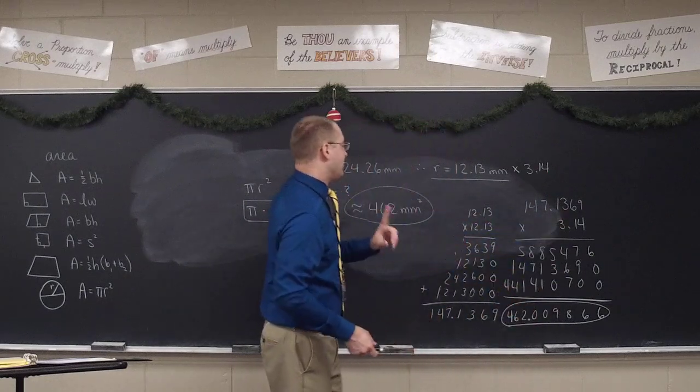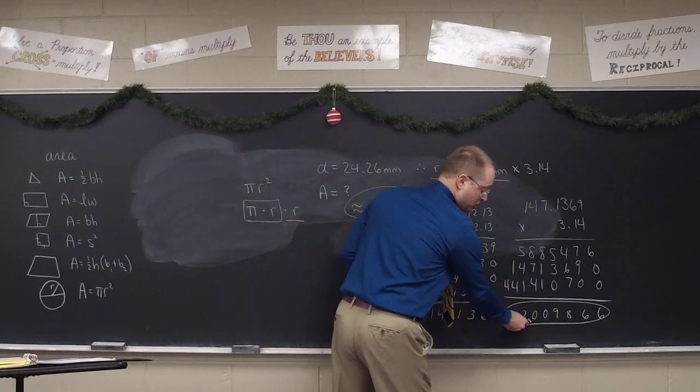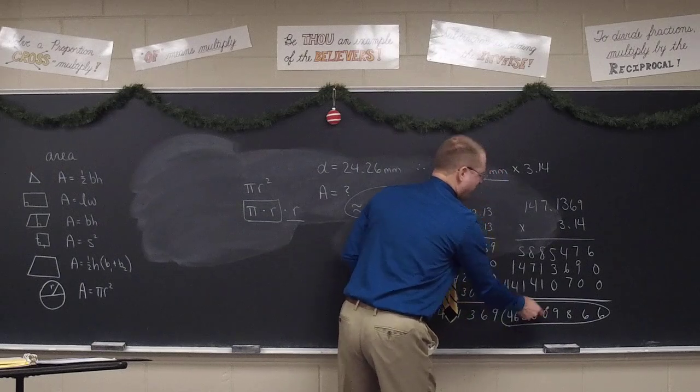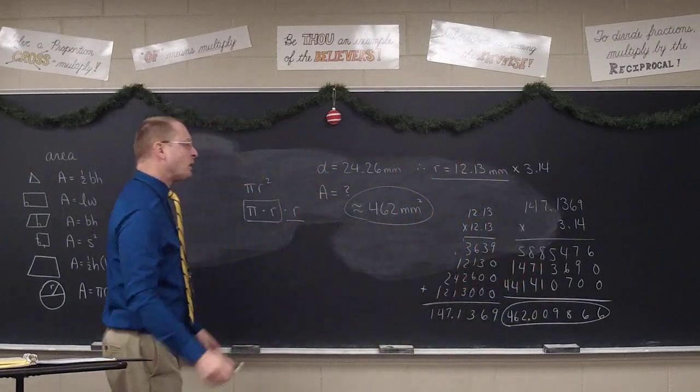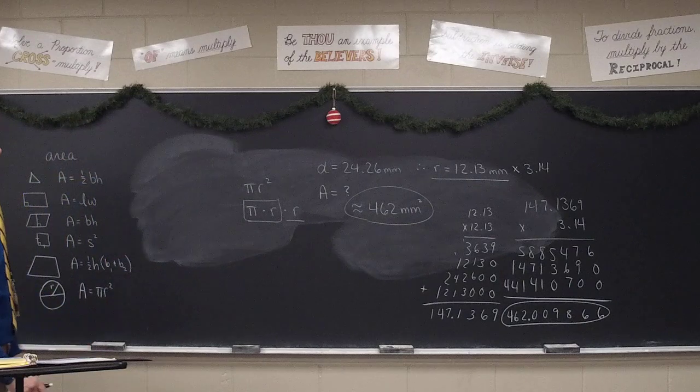Add it all up. We did have to round it off to the nearest whole number, which is just as well because we get zeros for the next 2 digits anyway. It really is going to be really close to 462 millimeters squared anyway. Should have been our answer here.